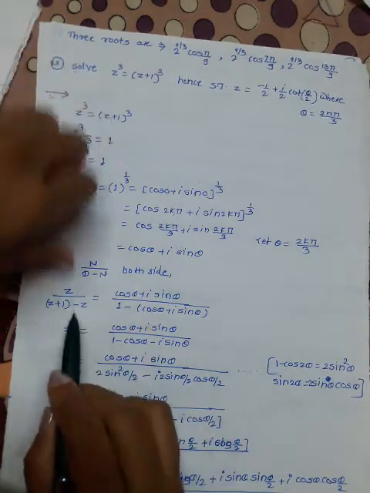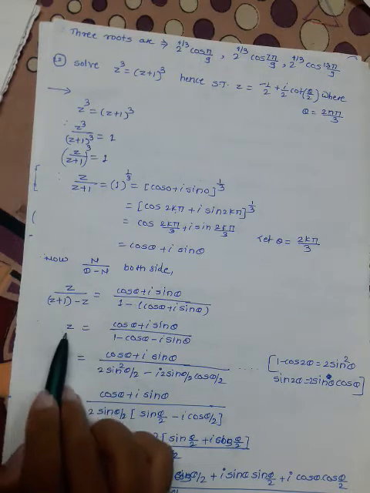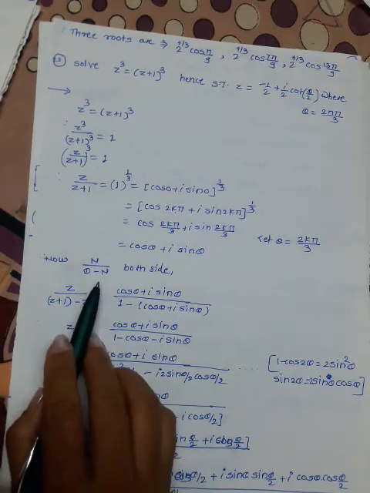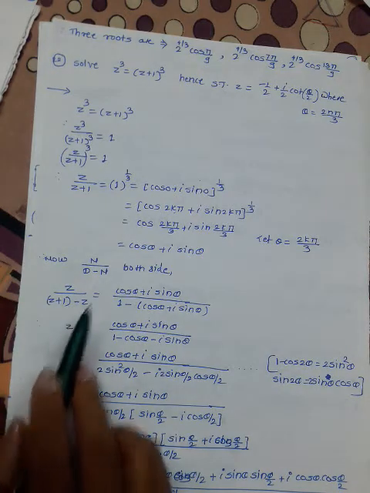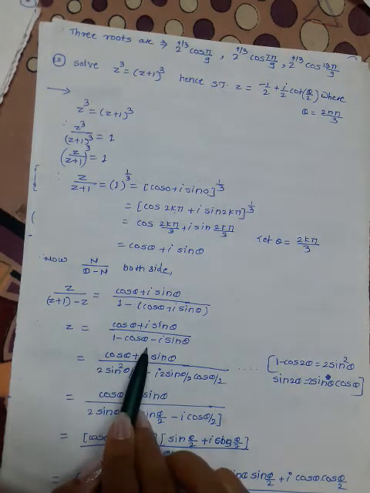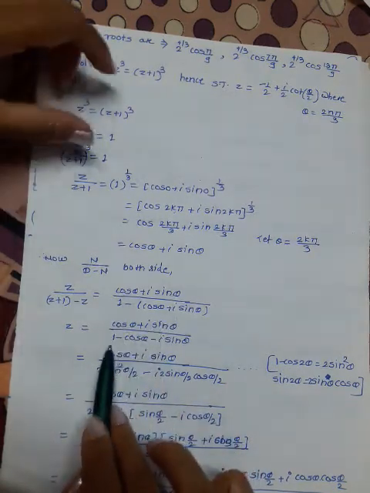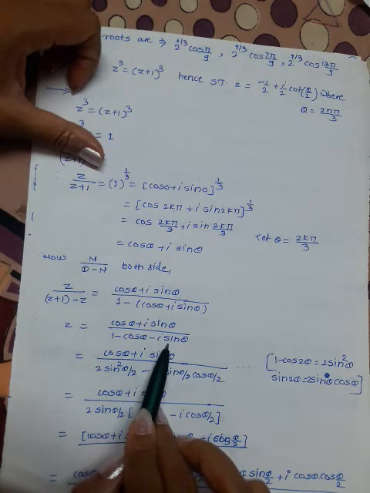Now the next step: the z gets cancelled, in the denominator it is 1, that's why LHS becomes z. This we do for calculating z on both sides. By doing this process we get z on the LHS side, and on the RHS side we get cos theta plus i sin theta divided by 1 minus (cos theta plus i sin theta). Remove this bracket, we get minus cos theta minus i sin theta.